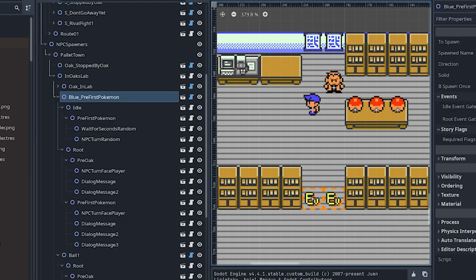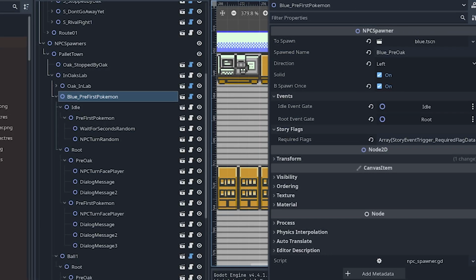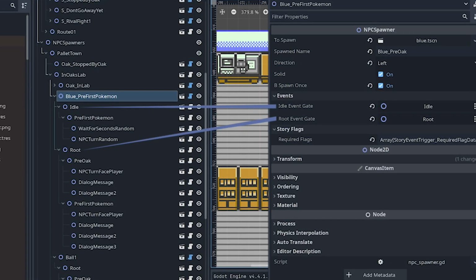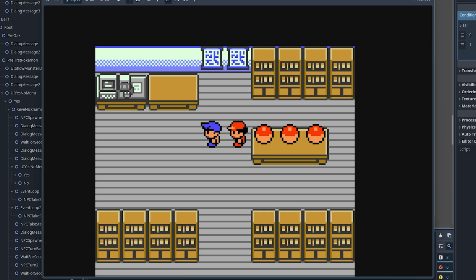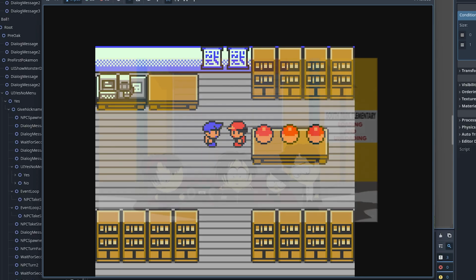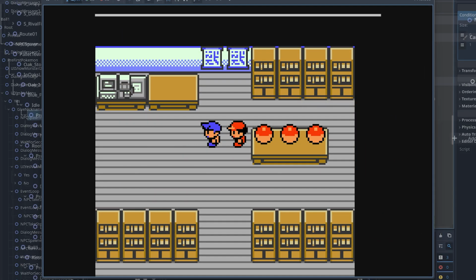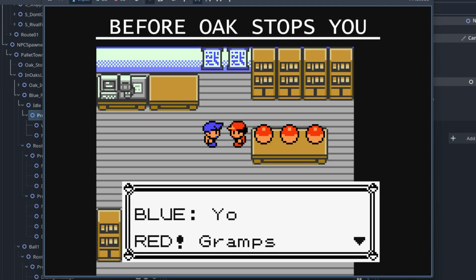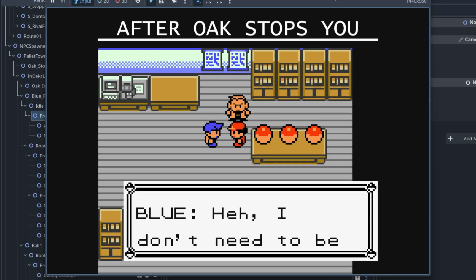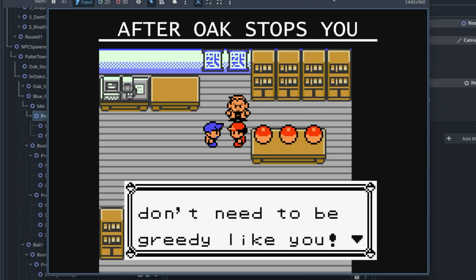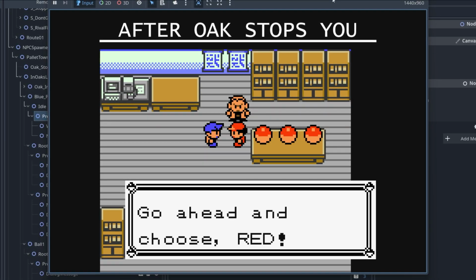If we take a look at the spawner that spawns Blue, you can see that it has a reference to two event gates. The idle event gate is responsible for what the NPC is doing while it's simply existing. In the case of Blue, that's turning side to side like a dancing goth kid from South Park. The root event gate is responsible for how the NPC reacts to being interacted with. And both of these are decision trees that use conditional resources to determine what the process does based on the current state of the game.